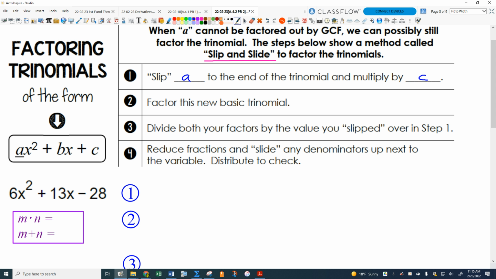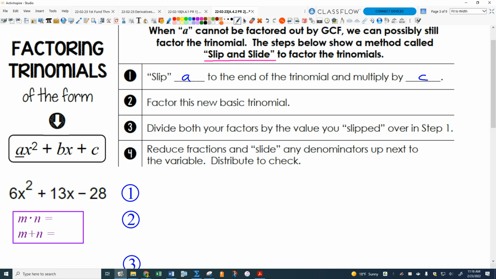So let's take this example down here. Here's the trinomial that we're factoring. 6x squared plus 13x minus 28. Everybody agree there's nothing I can undistribute there? Not all of the terms have x's, so I can't undistribute an x. And the middle coefficient, b, is 13, and 13 is prime. So obviously nothing's going to divide into 13 except 1 and 13. So I'm stuck. I'm stuck with it the way it is.